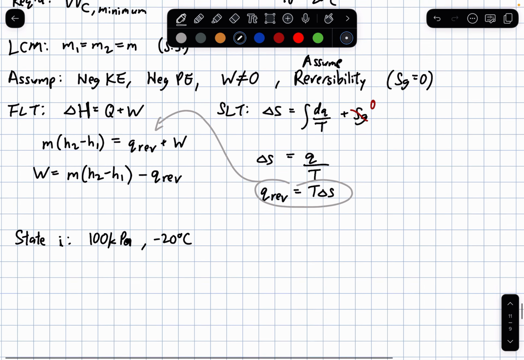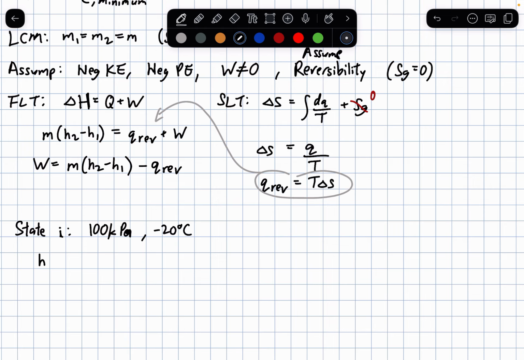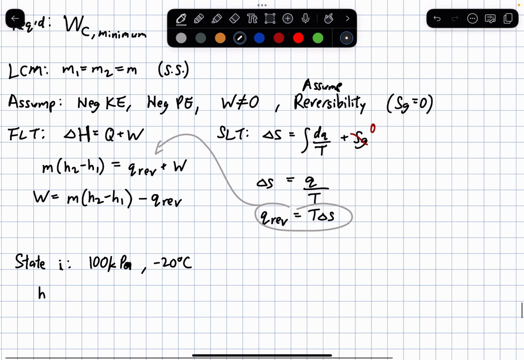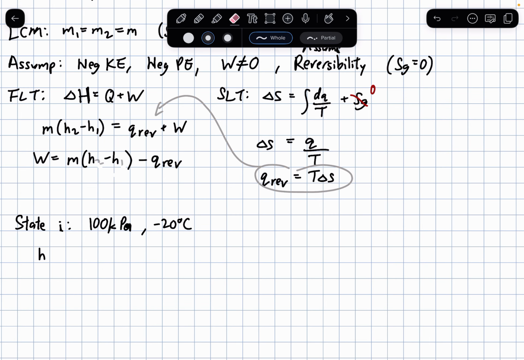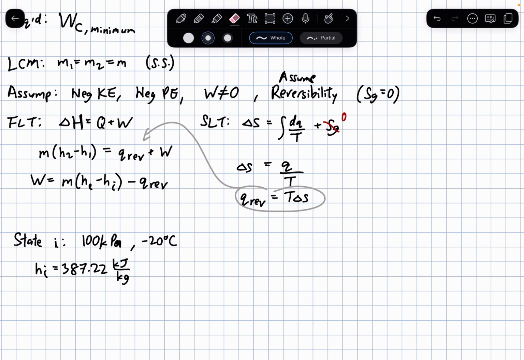Okay. Let's make this E, let's make this I. H sub I. So R134A, no? 100 kilopascal, negative 20 degrees Celsius: 387.22. Oh, wait. Q rev is then T sub O, S2 minus S1.